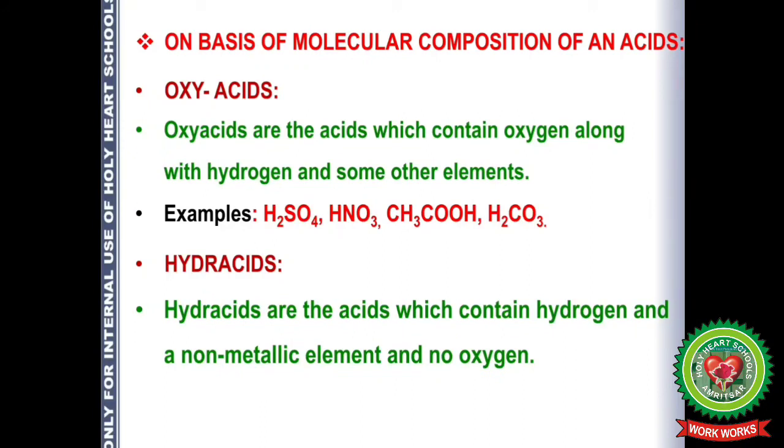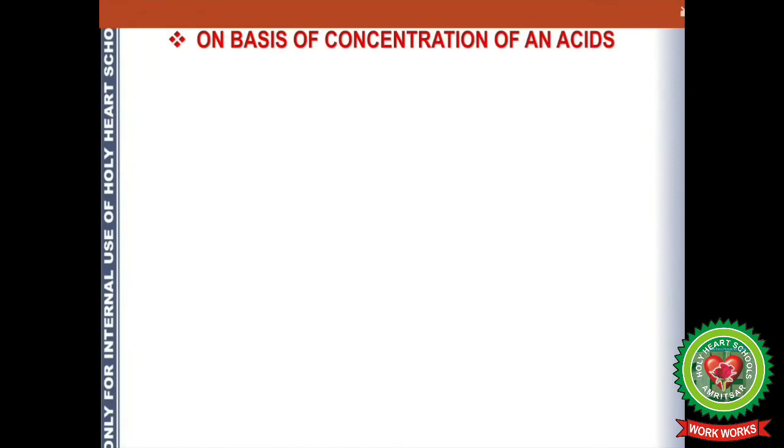And so what are hydroacids? Hydroacids are the acids which contain hydrogen and a non-metallic element and no oxygen. So the acids that do not contain oxygen are known as hydroacids. For example, HCl, HI, HBr.